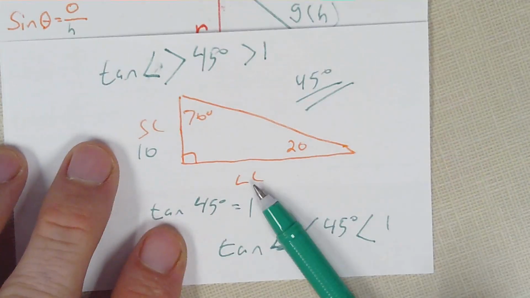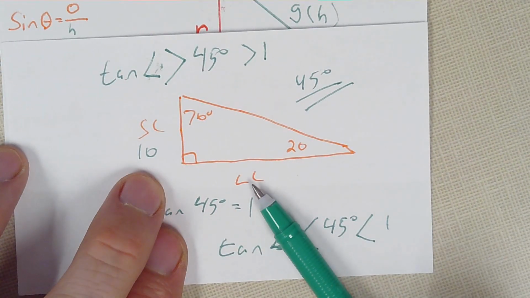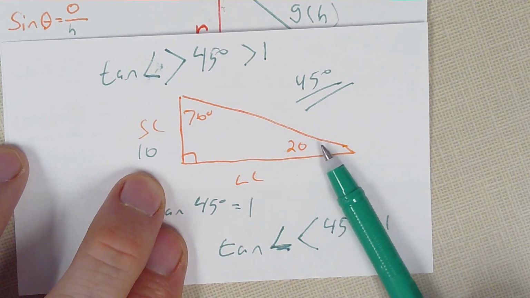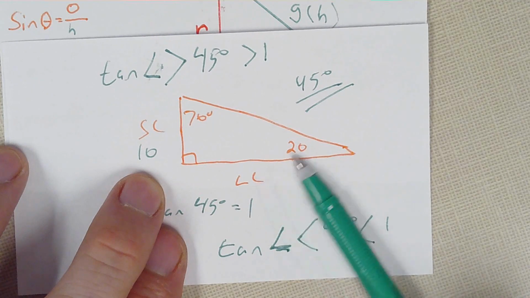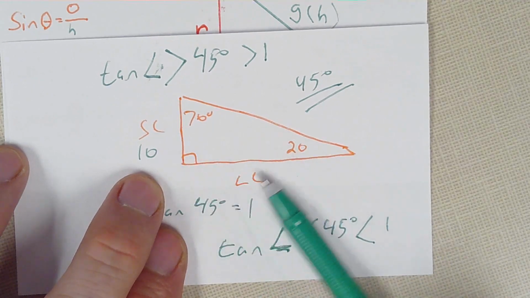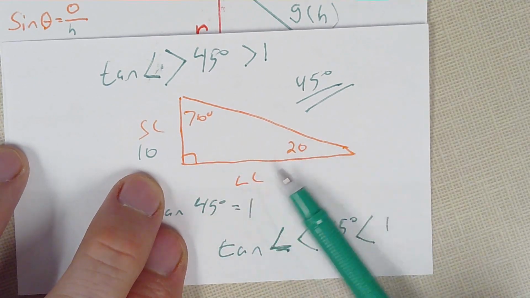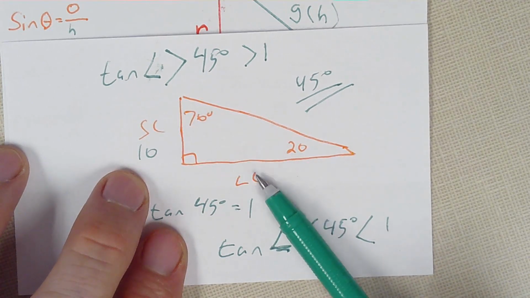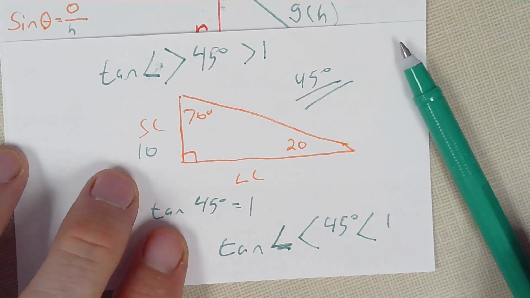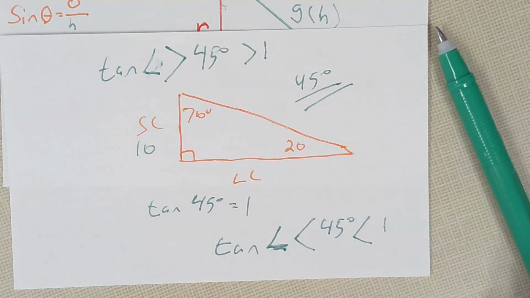If you're trying to find the adjacent, and you're using the adjacent angle, if this is your configuration, you have to divide it by the tangent of the angle. If you're trying to find the opposite, you multiply it by the tangent. So anyway, I hope that helps out.